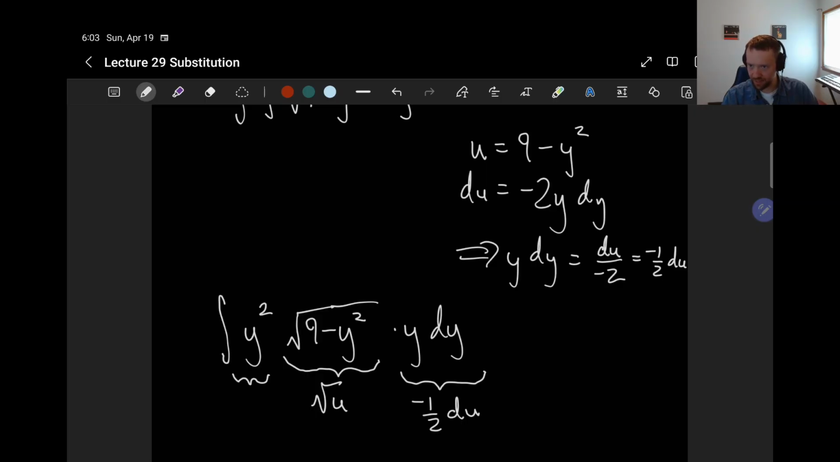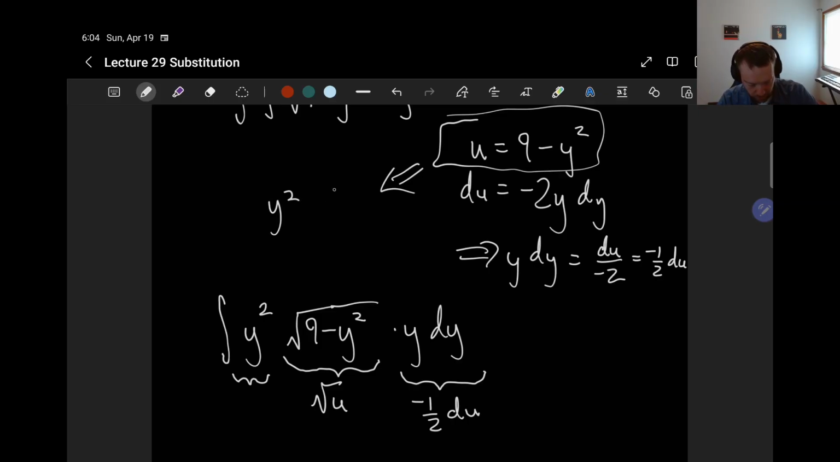But notice that that actually can be written in terms of u pretty nicely if we go back to the u formula. And we just do a little algebra to solve for y squared. So I don't think I'm going to write it out fully, but, well, okay, twist my arm. So y squared, if I add y squared to both sides, I get y squared plus u equals 9. So then move the u over. There, so y squared is 9 minus u.